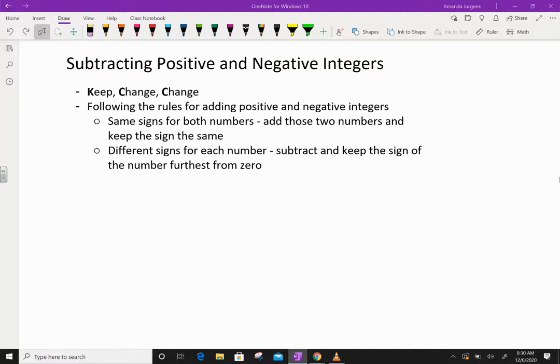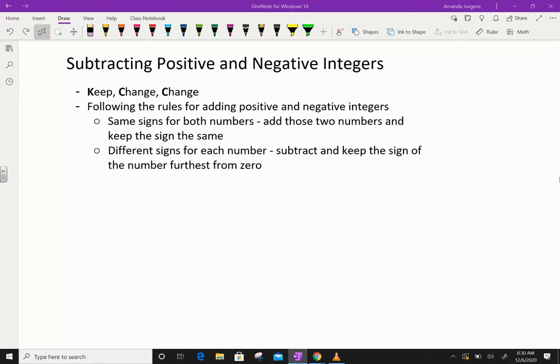Hi everyone, in this video we are going to review subtracting positive and negative integers. Now if you already know how to add positive and negative integers, there's only one extra step that you need to do here to solve your math problems. That first step is going to be the difference.